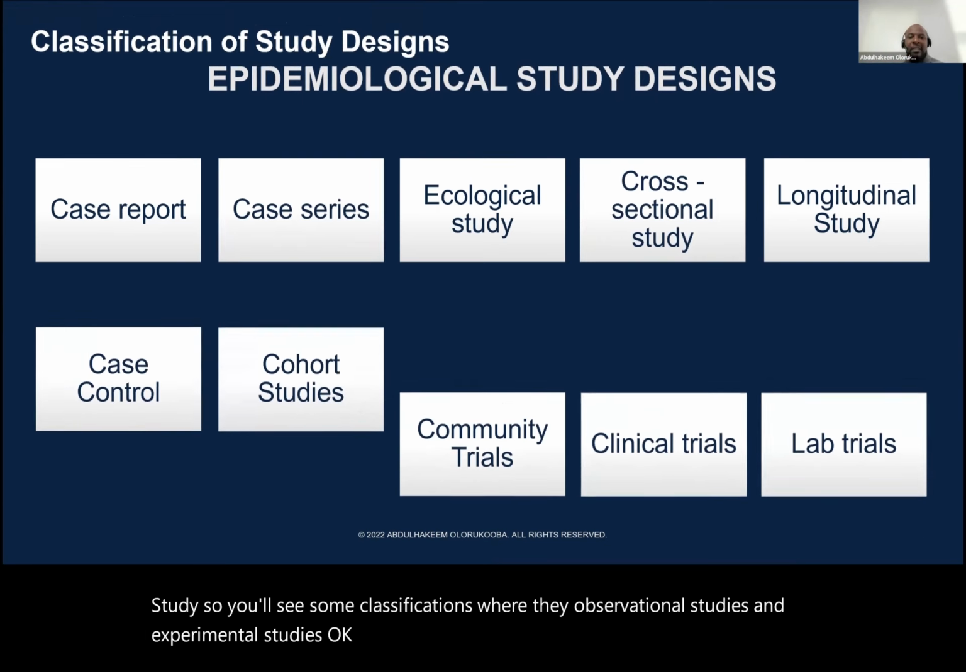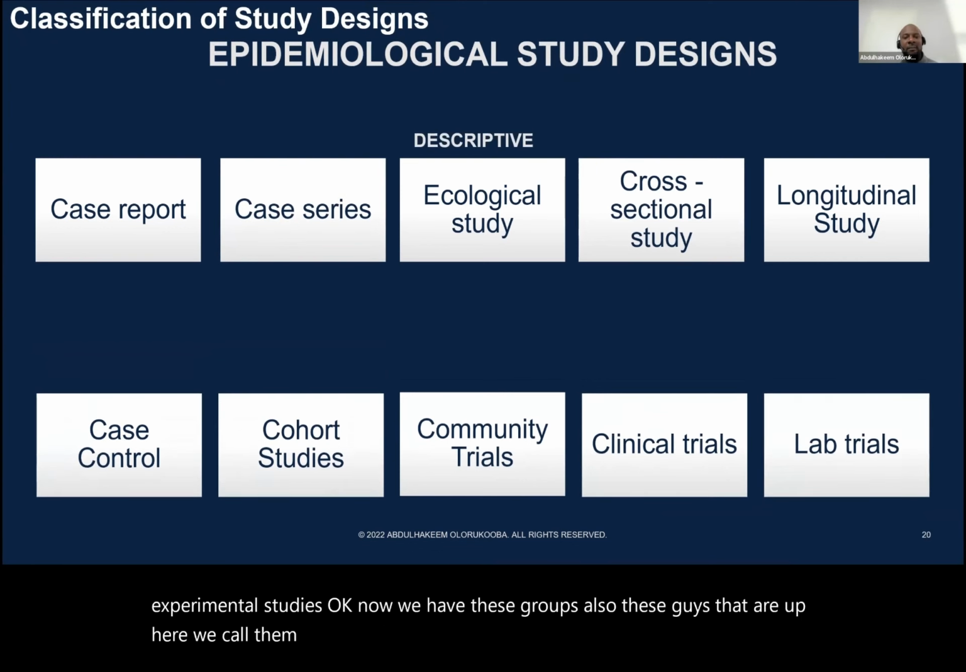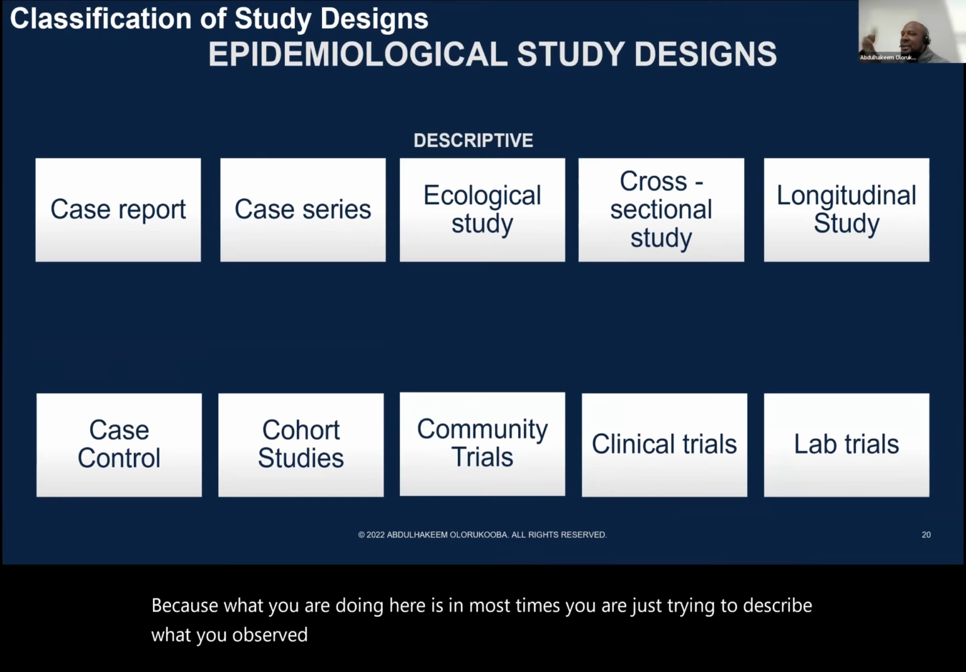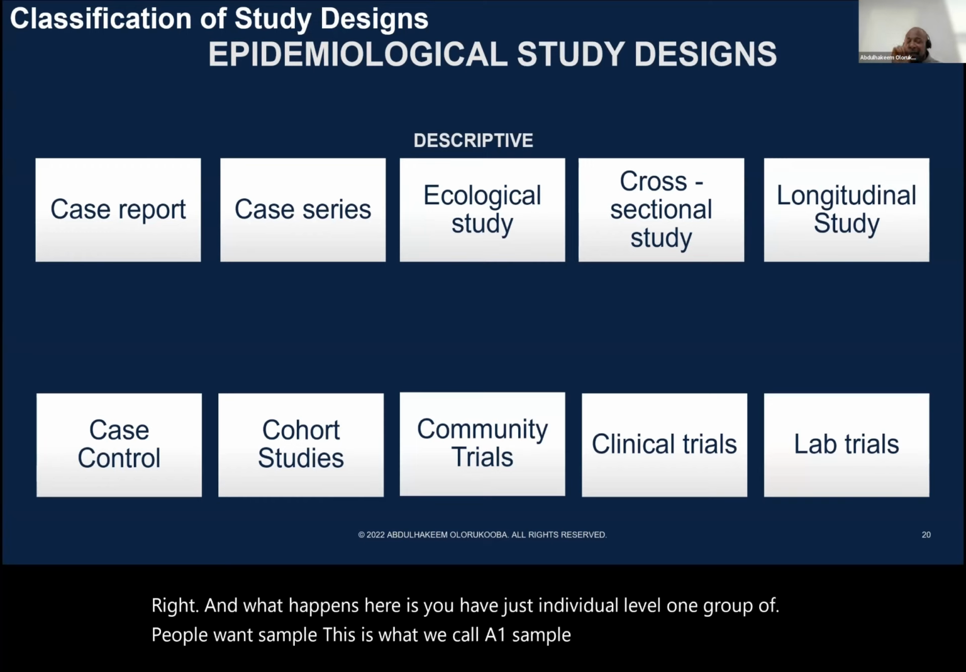Now, we have these groups also. These guys that are up here, we call them descriptive studies. Why is it called descriptive? Because what you are doing here is, in most times, you are just trying to describe what you observed, because you went to observe, right? You're just describing it, right? And what happens here is you have just individual level, one group of people, one sample. This is what we call a one sample study. One sample, not more than one sample, right?